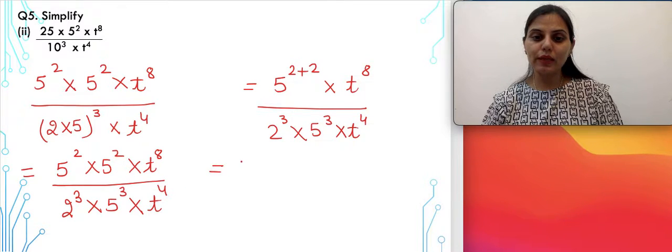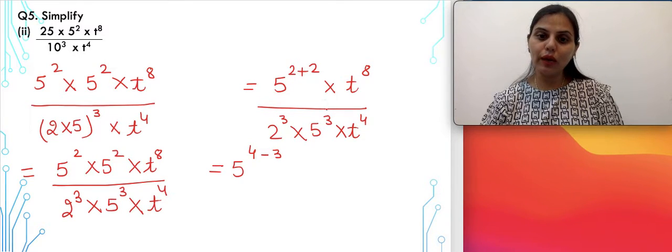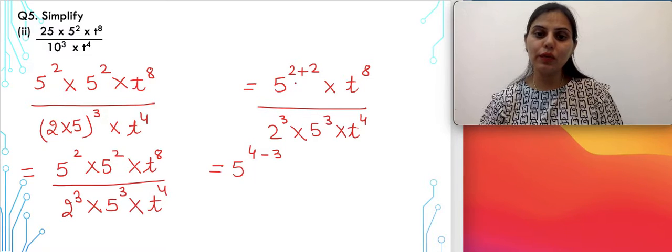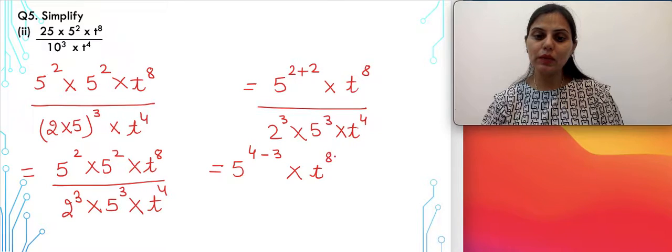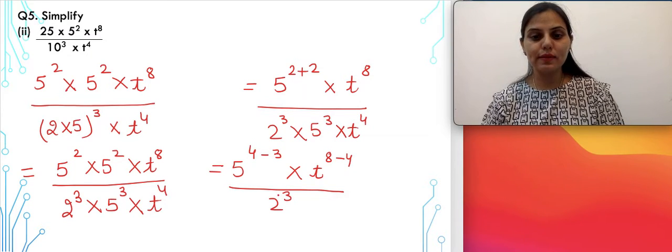We can write this as 5 raised to the power 4 minus 3. Why minus 3? Because here 2 plus 2 will give you 4 and 3 is in the denominator, so we need to subtract the powers. Multiplied by t raised to the power 8 minus 4, upon 2 cube. Since there is no other base with 2, we write this as the same.